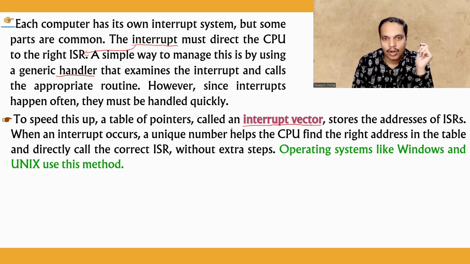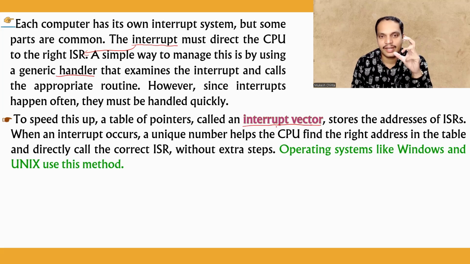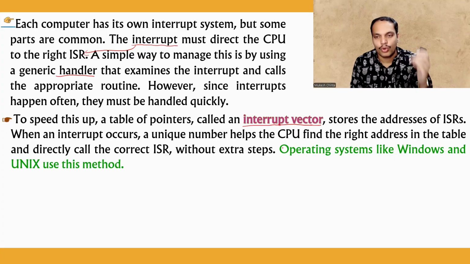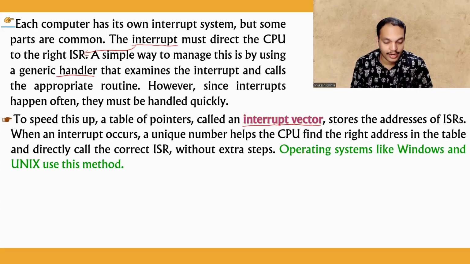So all these interrupt vectors are actually kept within a table. So when an interrupt occurs, a unique number, which is your interrupt vector, helps the CPU find the right address in the table and directly call the correct ISR without any extra steps. OS like Windows and Unix use this particular method.